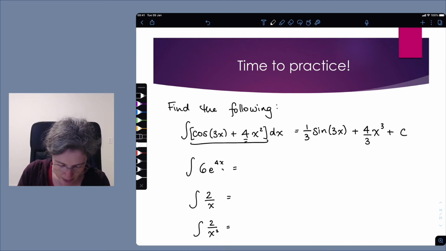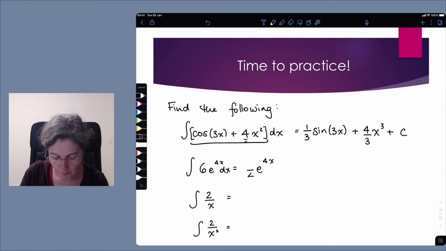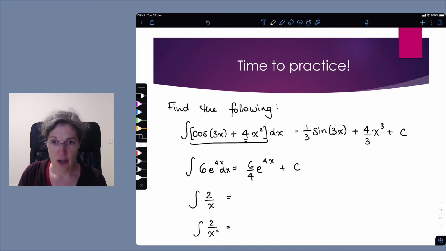Okay, so what did I have to differentiate in order to get 6e to the 4x? I know that the derivative of e to the x is just e to the x, but this is e to the 4x. So if I'd taken the derivative of e to the 4x, I would have got a 4 that came along. So I'm going to need to divide through by 4 and then multiply by 6 to get that 6, and add my constant. Okay, I seem to have gotten all my dx's here.